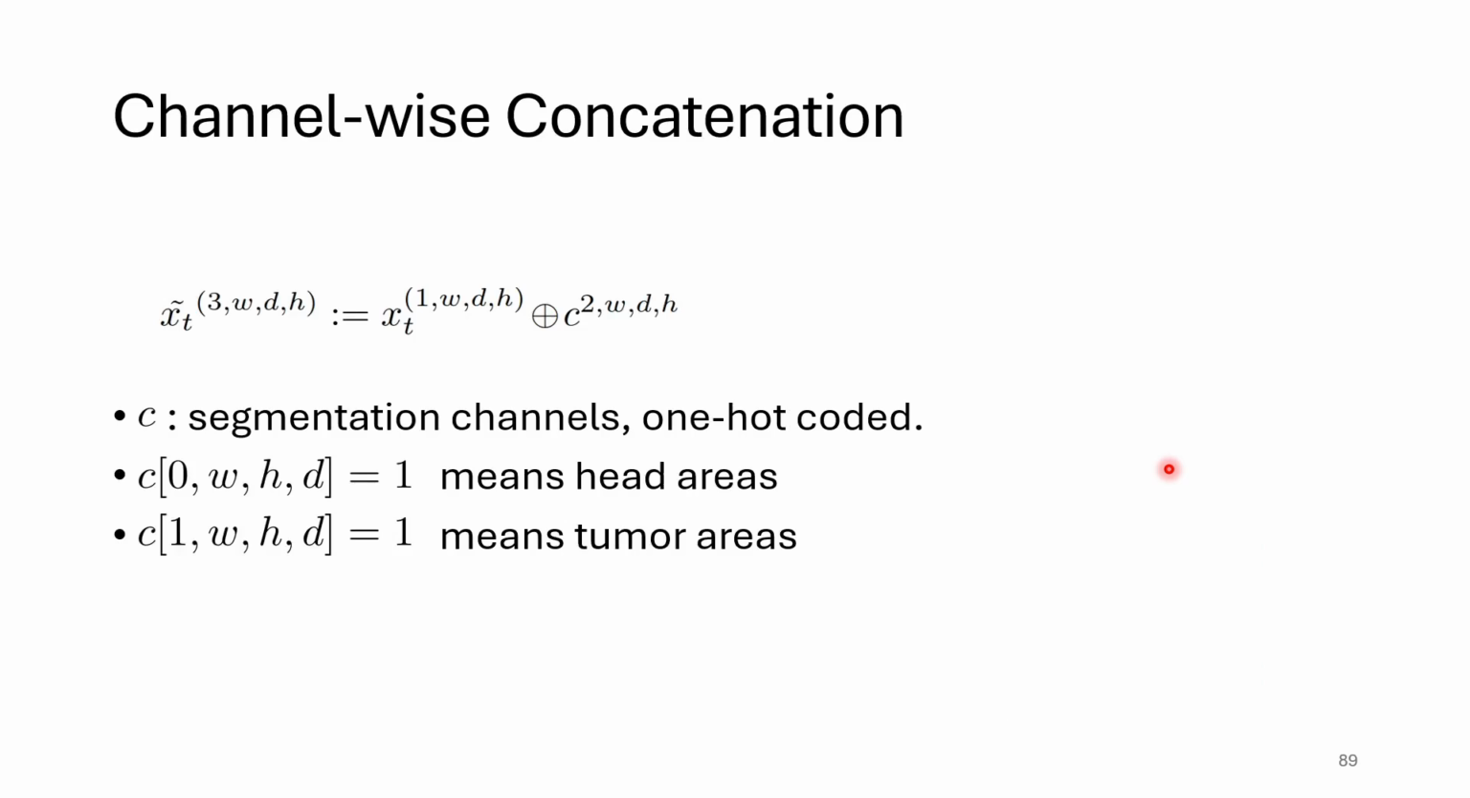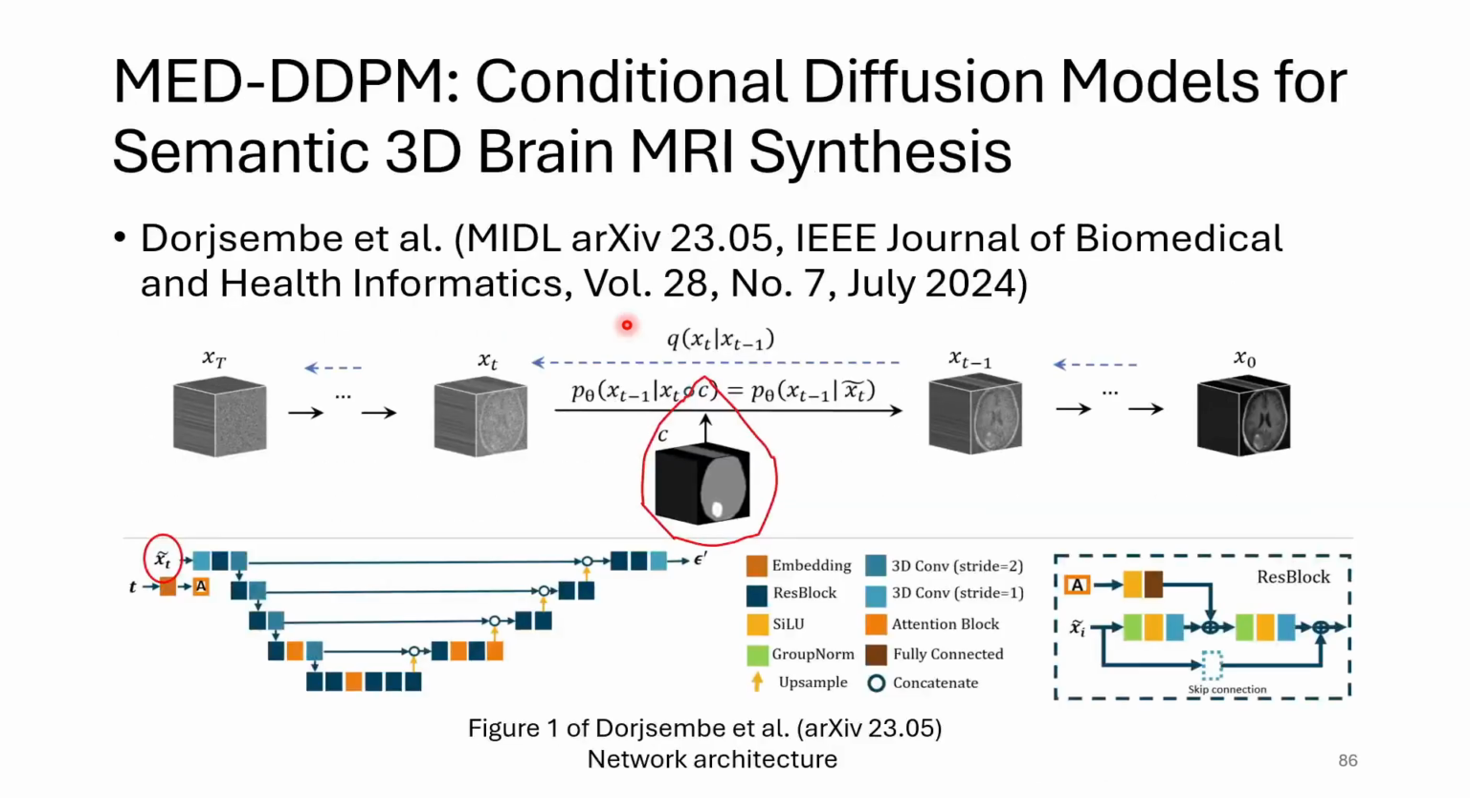Okay, the next issue. How do they combine the segmentation conditional factor into their image? They use channel-wise concatenation. It means this is the image, they treat it as the first channel. And for the head and the tumor channels, they treat them as the second and the third channel. So if you see here again, here you see a cubic. In fact, it's not. Okay, this is just an illustration.